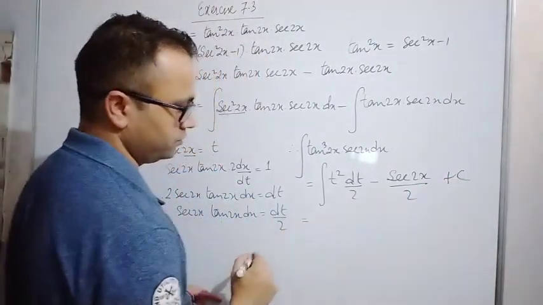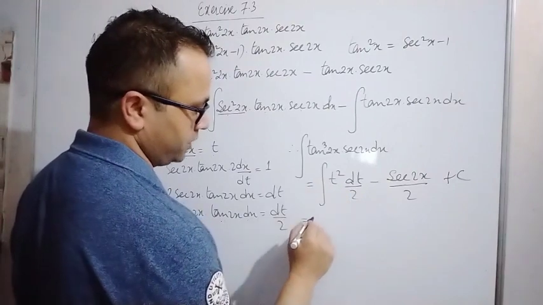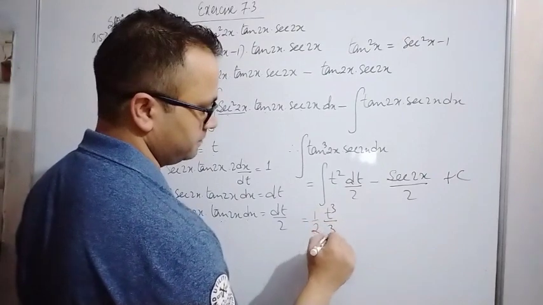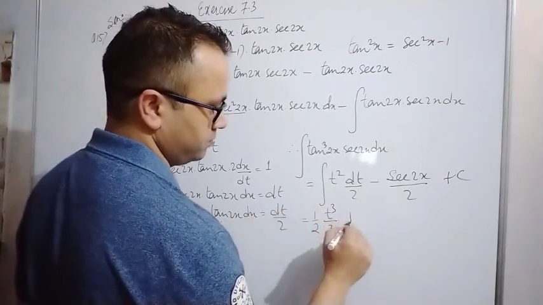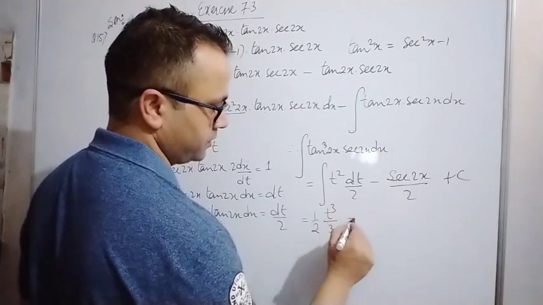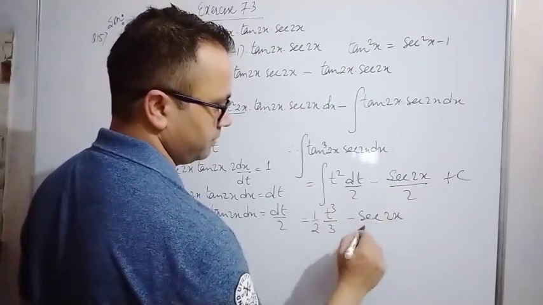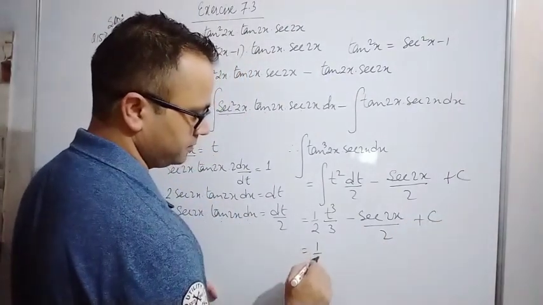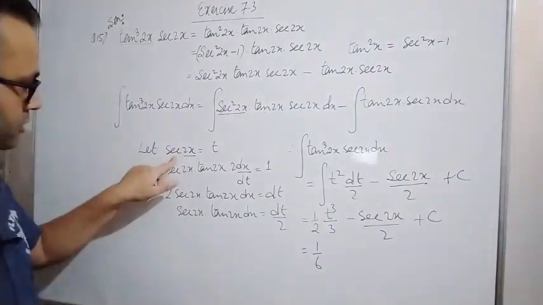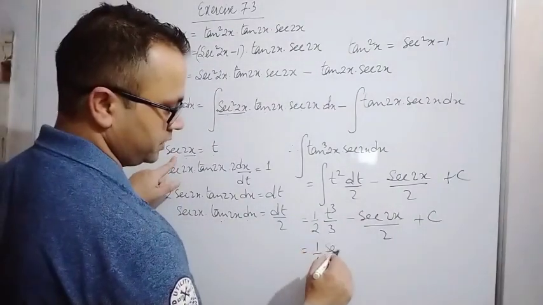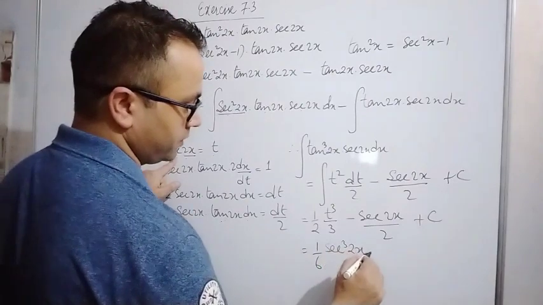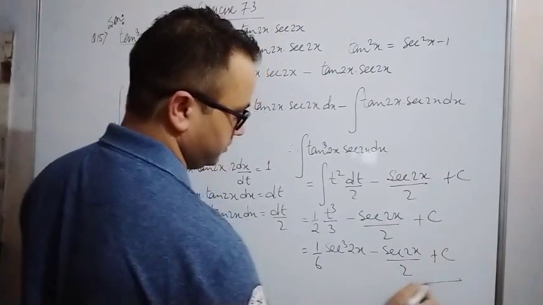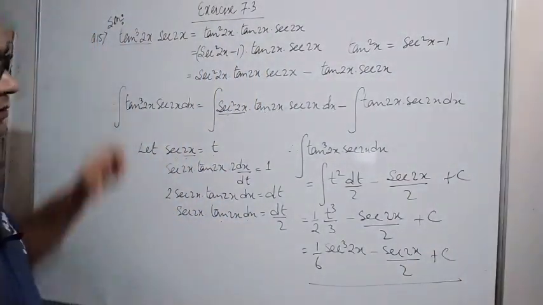So this equals, now what is the integration of t square? We can take 1 by 2 outside. Integration of t square is t cube by 3, minus sec 2x divided by 2, plus c. So this equals 1 by 6. What is t? T is sec 2x. So we can write sec cube 2x minus sec 2x divided by 2 plus c. Now this is the answer of question number 15.